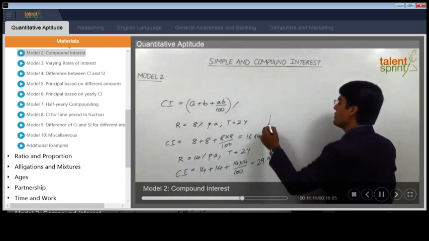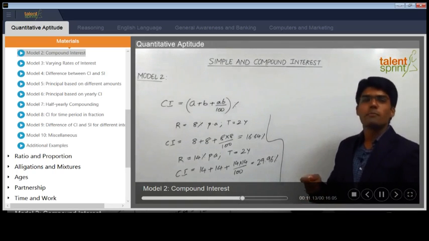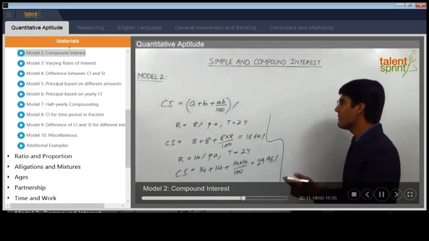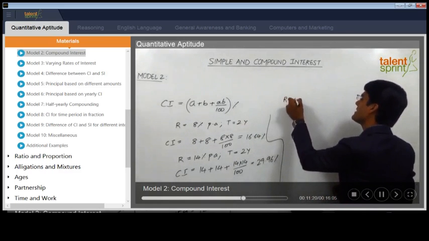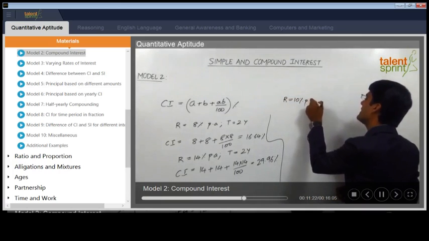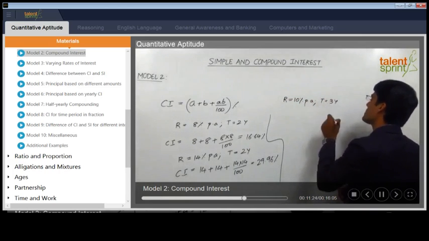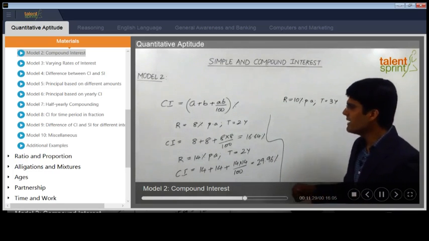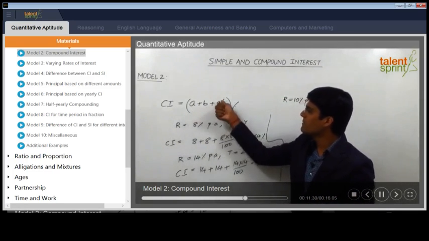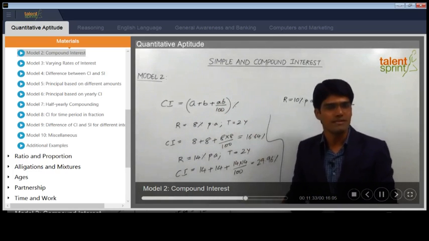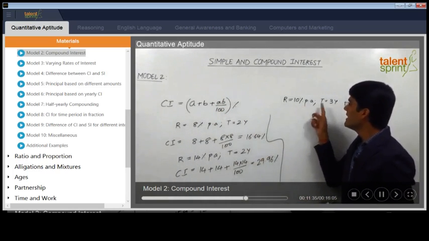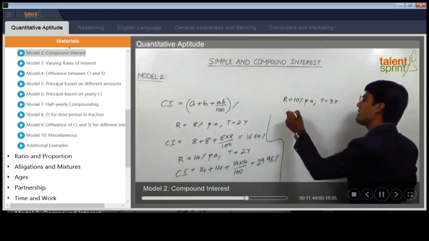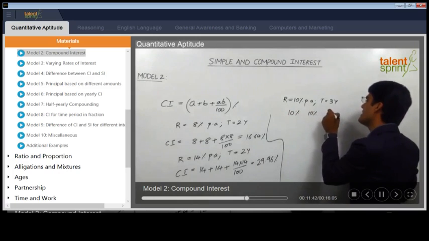Now the important point to be understood here is how to do compound interest calculation for 3 years with the help of percentages. For example, let's say that the rate of interest is 10% per annum and the time period is 3 years. So how do we find out what will be the CI for 3 years? As you can see here, the formula is A plus B plus AB by 100, which involves only 2 percentages. And here we have got 3 years, so each year is like 10%. So 10, 10 and 10. 3 values are available, 10%, 10% and 10%.